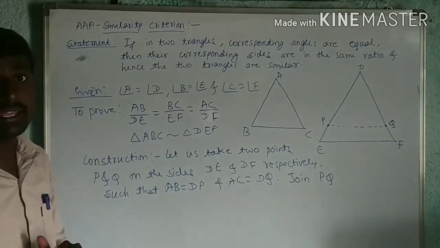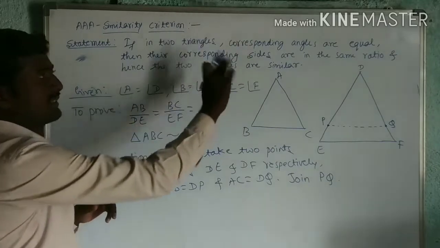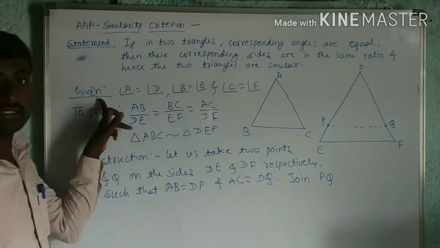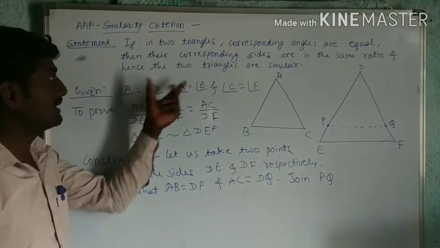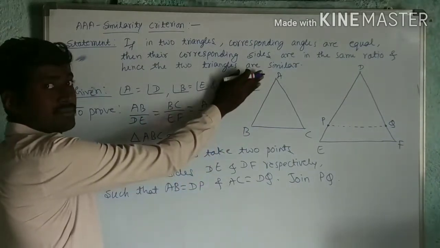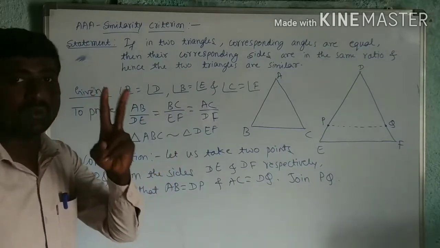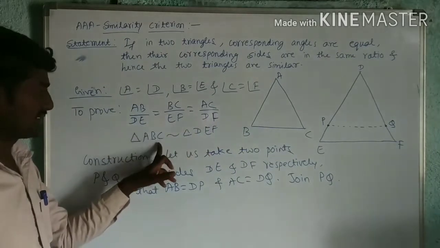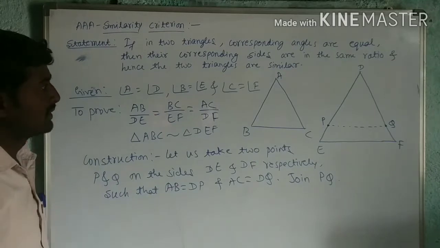Now if suppose they ask for only AA, this is all about AAA. If they ask for AA, how can we write? The statement, you can add 2 here. Then that is a statement for the AA similarity criterion. Then here you can take any 2 angles first. Given is what? Two corresponding angles are equal. You can take these 2 first. Leave this. Angle C equal to angle F they have not given, because only 2 angles are equal on this side. Then the proof is the same.